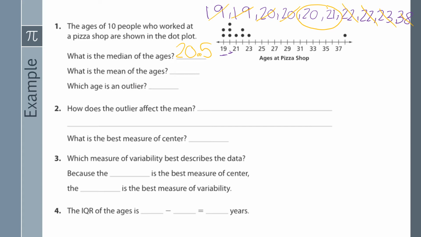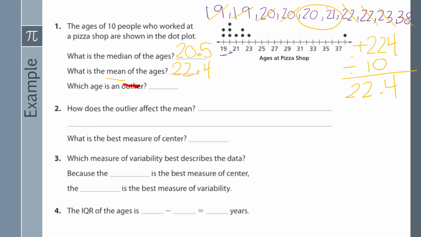So to find my mean, I'm going to add all these numbers up and then divide by however many numbers I have, which I know is 10 numbers. So when I add all these up, I'm going to get 224. And then I'm going to divide it by 10, and 224 divided by 10 is 22.4. So that is my mean, 22.4.